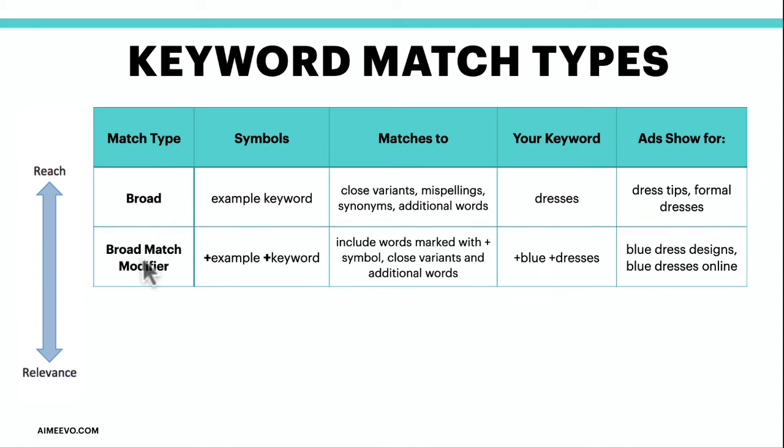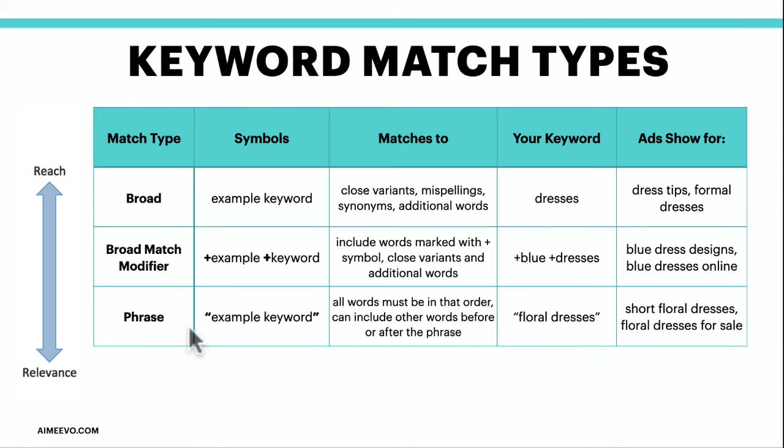For broad match modifiers, it's denoted with a plus sign behind a keyword, and your ads will show for searches that include any words that are marked with that plus sign. It includes the close variations and additional words in that search. For example, if you bid on the keyword plus blue plus dresses, your ads will show up for searches like blue dress designs and blue dresses online.